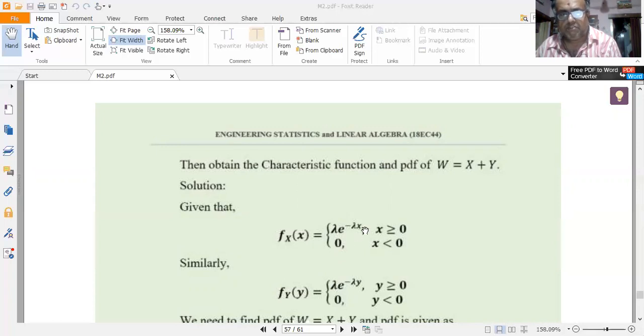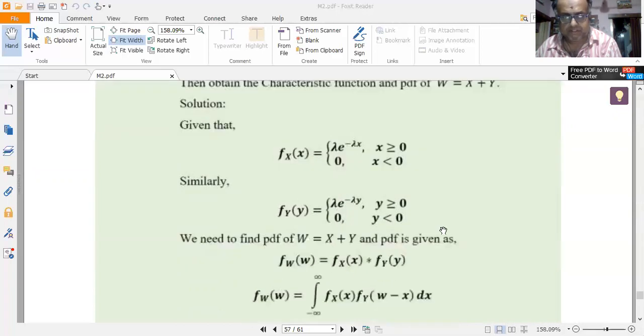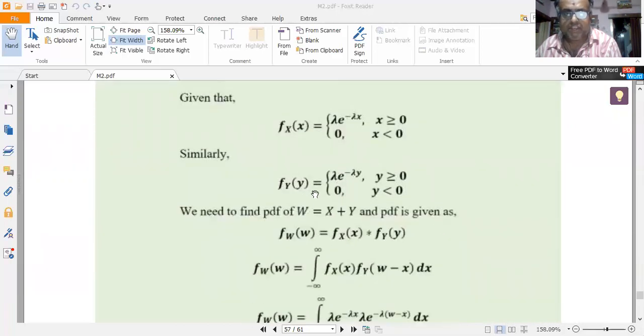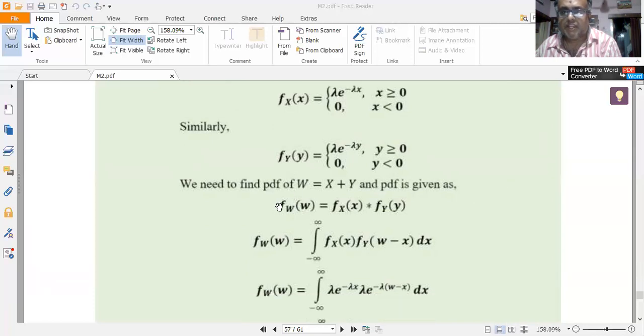So fx of x is equal to lambda exponent minus lambda x for x greater than or equal to 0 and 0 for x less than 0. Whereas fy of y is also exponentially distributed, which is given by lambda e to the power of minus lambda y for y greater than or equal to 0 and 0 for y less than 0. I need to find the PDF of w is equal to x plus y.